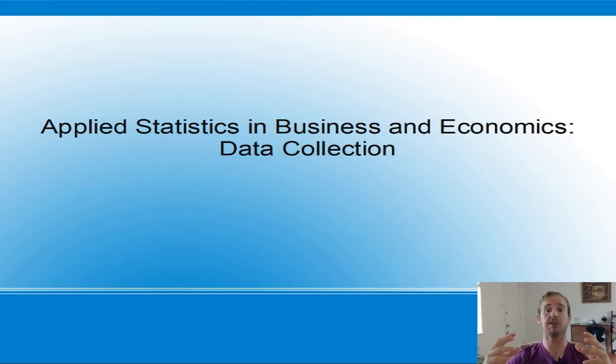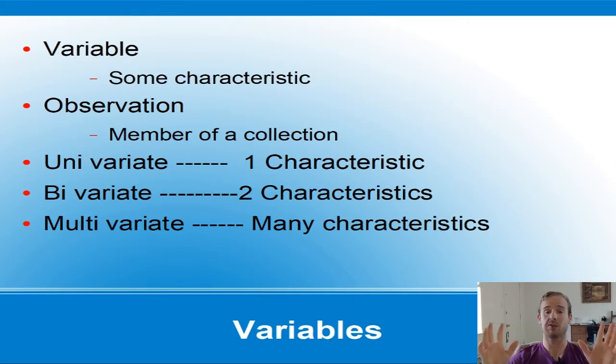Now, first off, we need to know what a variable is. A variable is just some characteristics. Color is a variable. This purple shirt is different from a green shirt or a blue shirt, right? Age, height, weight, income, anything like that is a variable.